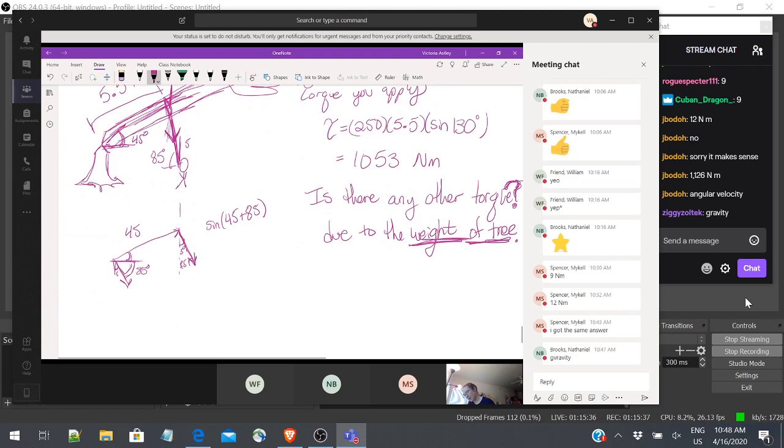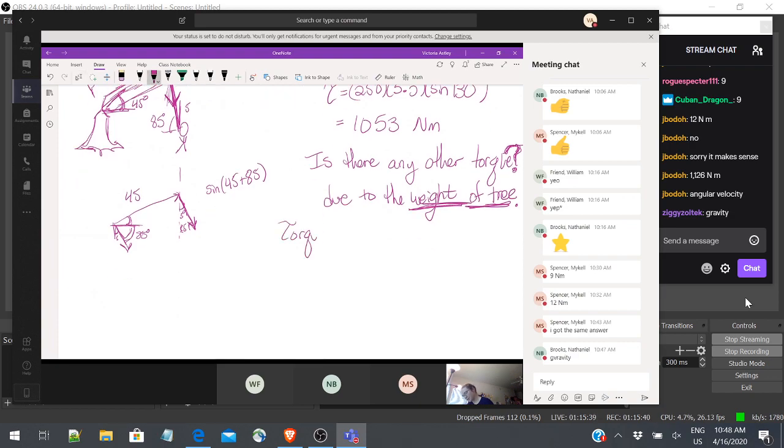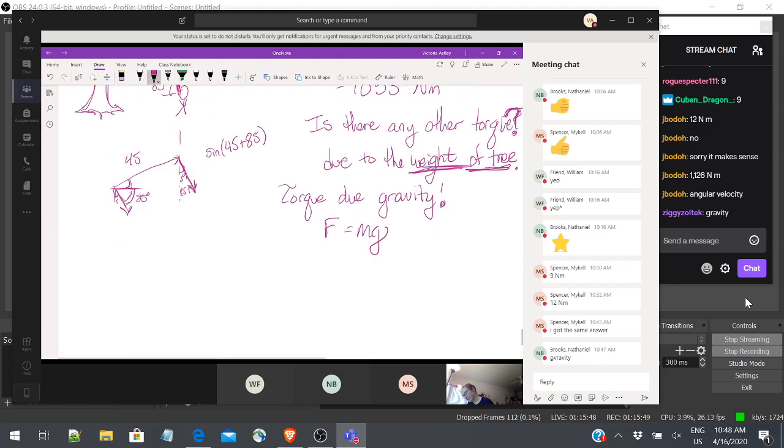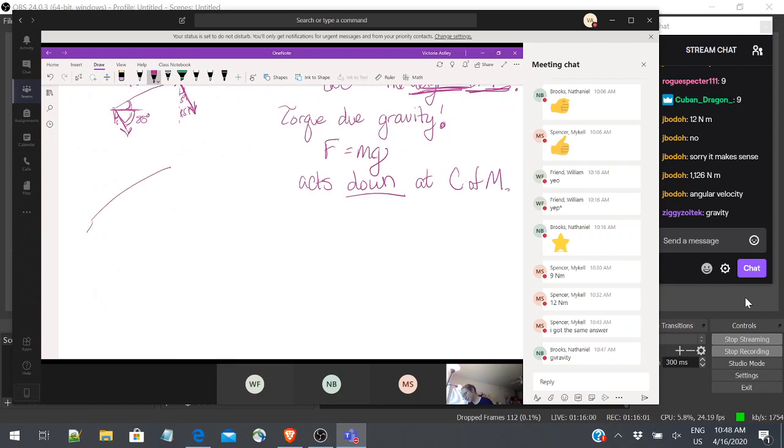So now we have torque due to gravity. Torque due to gravity is really easy. The force is mg. It always acts downward, and it acts at the center of mass. So if our tree had a center of mass, let's say it's right here. Is the top of the tree heavier than the bottom of the tree? I feel like it should be. Yeah. So let's say our center of mass is at 6.5 meters.